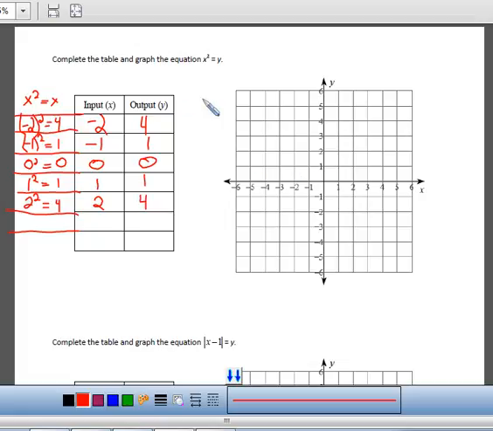So now let's graph those. And if you want, make your x, y column so you know your ordered pair, your points. So we've got -2, so over 2, up 4, that's right here. Then I have -1, 1. Then I have 0, 0. Then I have 1, 1. And then I have 2, 4. And this is the shape of the graph.